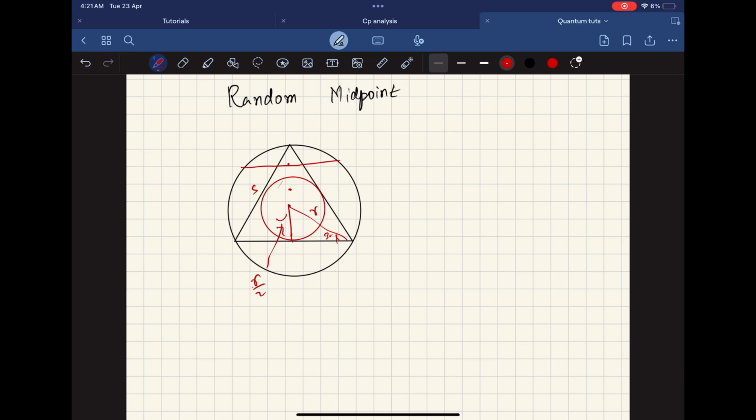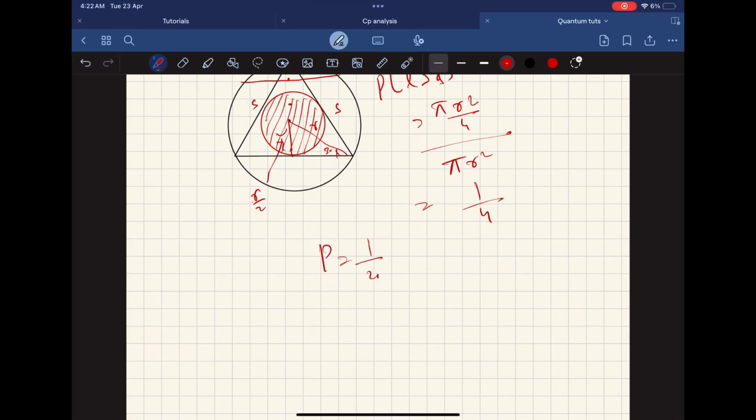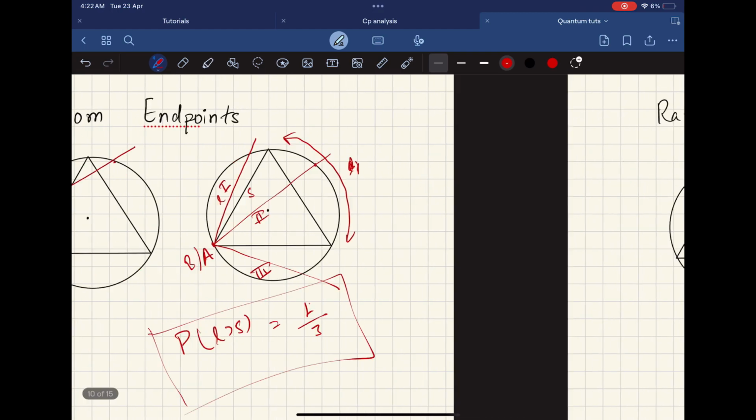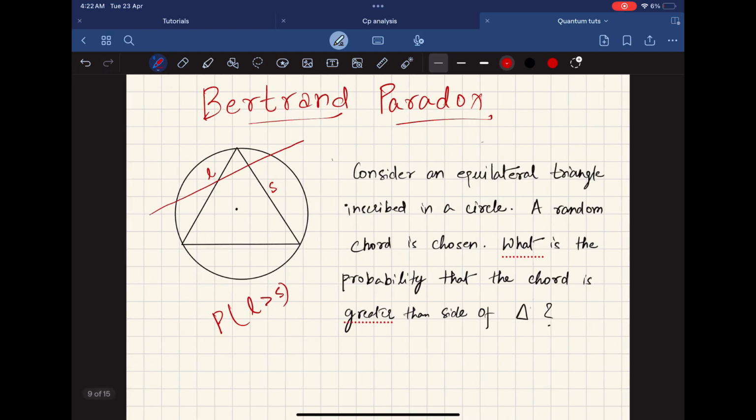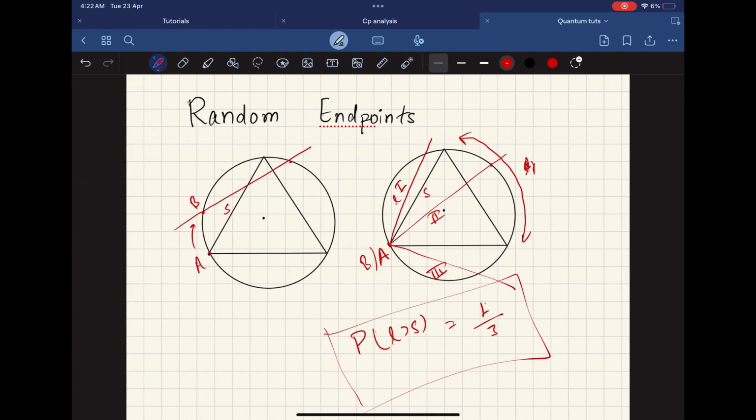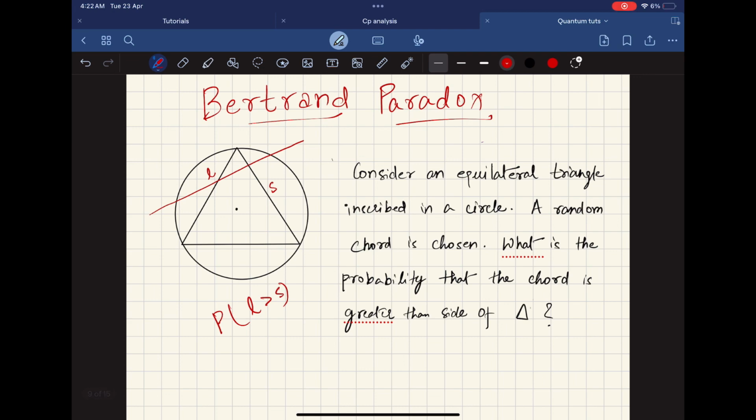So clearly we can say from here that if I have my point in this region of the circle, my chord comes out to be greater than the side of the triangle. So the probability of length being greater than S is equal to the area of the inner circle, that is pi r square by 4, divided by the total area, that is pi r square. So this comes out to be 1 by 4. If you look at all three arguments that have been made, it's very evidently clear that the probability is different, but you cannot prove the arguments wrong. They are very intuitive in their own sense.